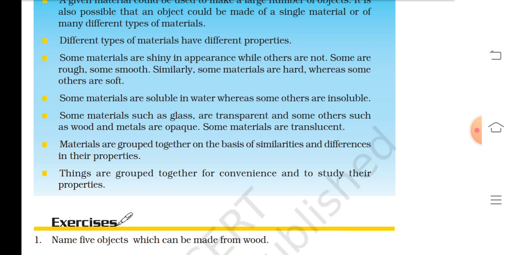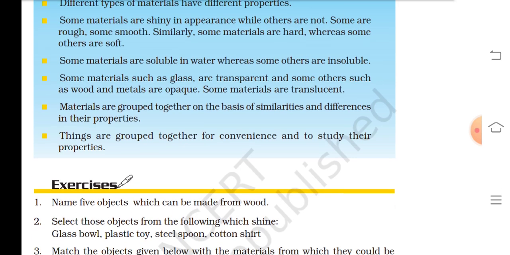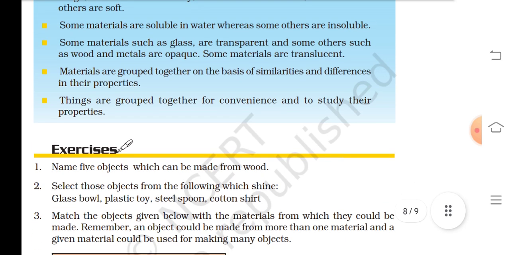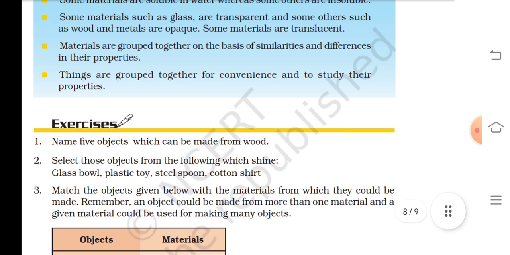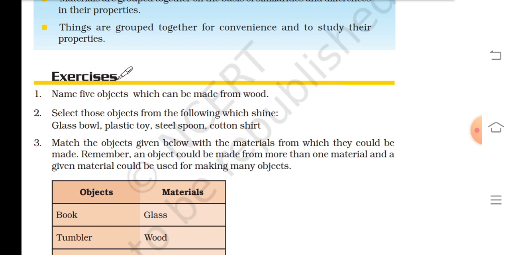Some materials are shiny in appearance while others are not. Some are rough and some smooth. Similarly, some materials are hard whereas some others are soft. Some materials are soluble in water whereas some others are insoluble. Some materials such as glass are transparent and some others such as wood and metal are opaque. Some materials are translucent. Materials are grouped together on the basis of similarities and differences in their properties. Things are grouped together for convenience and to study their properties.